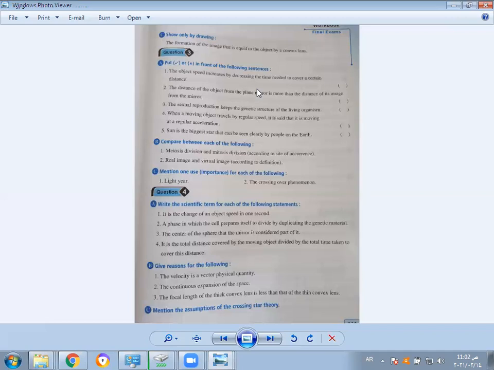Number 2, the crossing over phenomenon. It causes the variation of genetic traits among the members of the same species. It is the main cause of variation of genetic traits.